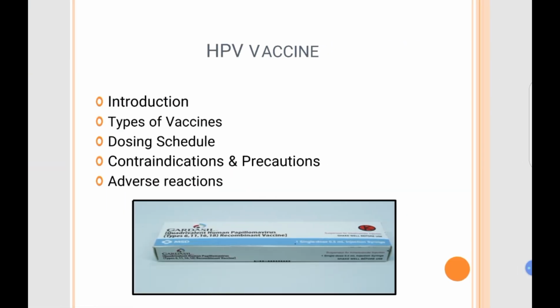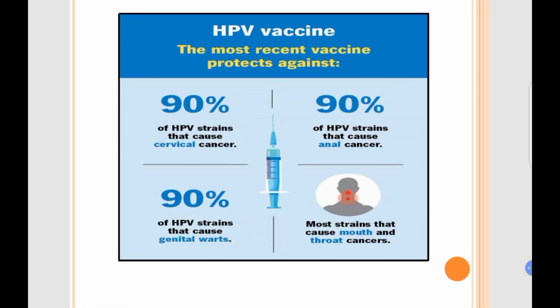So today we will be covering the introduction, types of HPV vaccines, dosing schedule, contraindications and precautions, and adverse reactions. The HPV vaccine is the most recent vaccine that protects against 90% of the HPV strains which cause cervical cancer, 90% of HPV strains that cause anal cancer, 90% of HPV strains that cause genital warts, and most strains that cause mouth and throat cancer. So there is protection against almost 90% of the cervical cancer, anal cancer, and genital wart strains, and against most strains which cause mouth and throat cancers, this vaccine is effective.